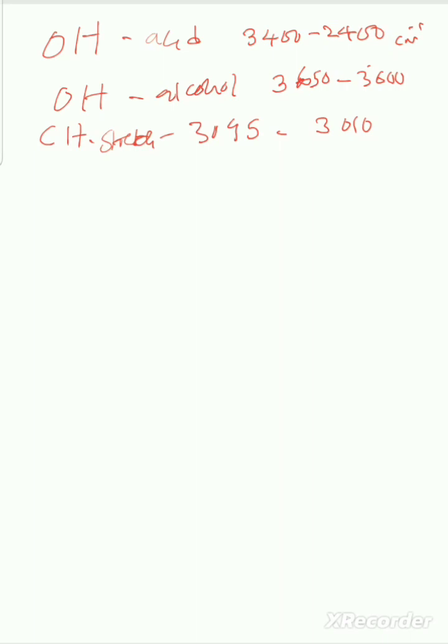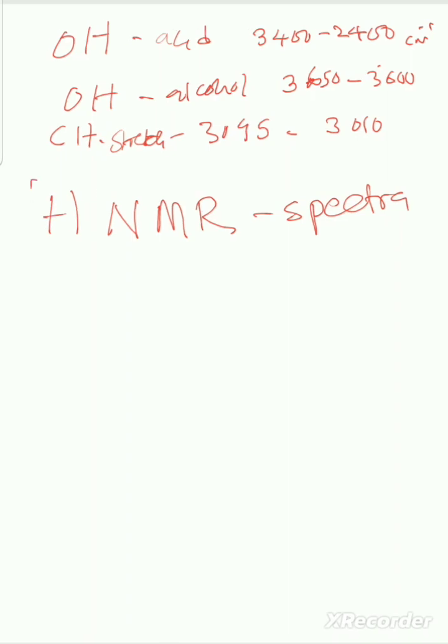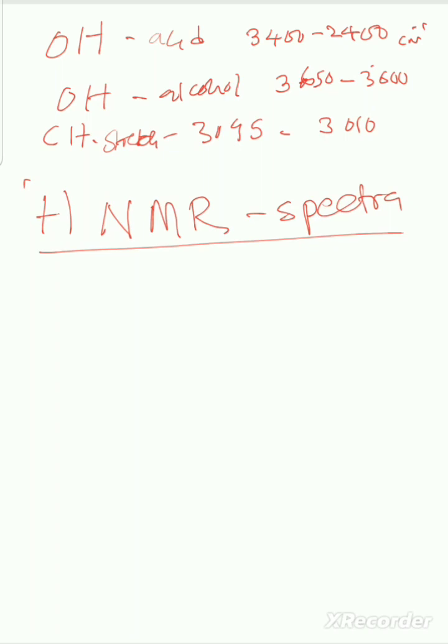Now we need to look at some questions, how to answer them. Now let's see the other component, which is NMR spectra. NMR is nuclear magnetic resonance. We have two types of NMR spectra, which are carbon-13 and proton NMR. But specifically, we are looking at the proton NMR.